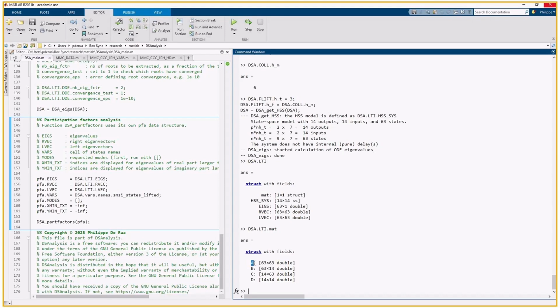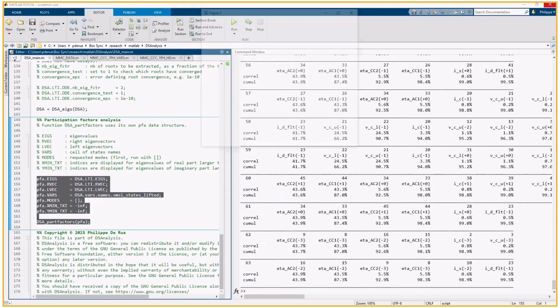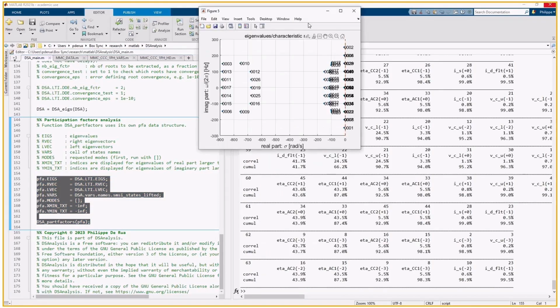So A accounts for the block matrix A minus the matrix n. I have also the system as a Matlab system, the eigenvalues, the right eigenvectors, and the left eigenvectors. Those are the elements that I give to the participation factor structure. Now I can run all of this, F9, and I obtain results.